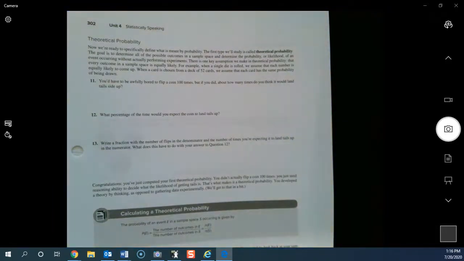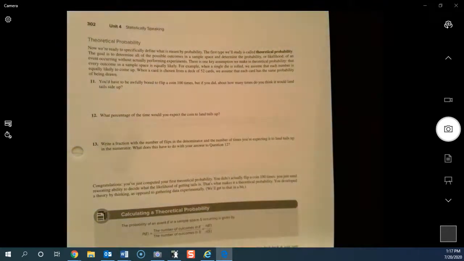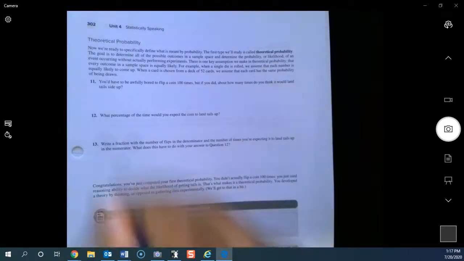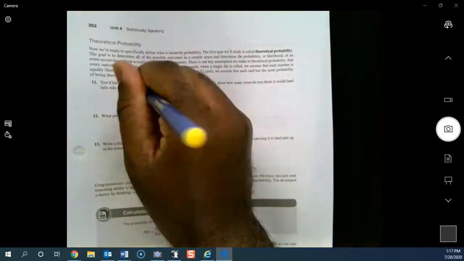You'd have to be awfully bored to flip a coin 100 times. But if you did, about how many times do you think it would land tails side up? Now, if there's an equal chance, and remember, with a coin, you only have 2 outcomes. You could get heads or tails. So we would think that it would be half the time.